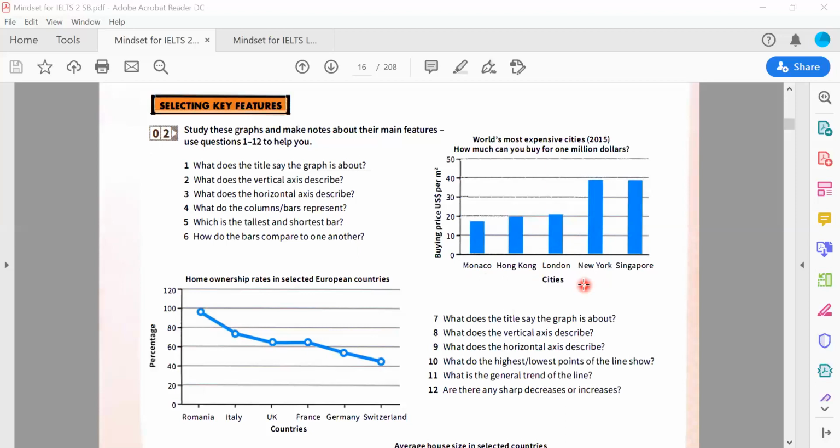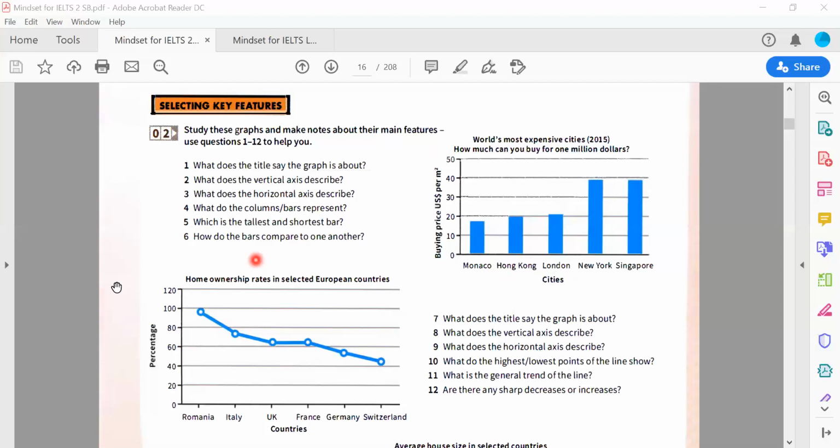Can I tell that, madam? It shows the increases of price. The horizontal one. Can I explain? This is the vertical and this is the horizontal. It's the cities of the world. Yes, exactly. Thank you. That's it.